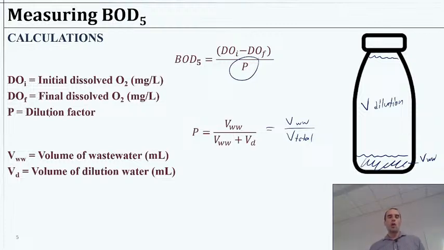Okay, so these are all just described here nicely. DOI for initial dissolved oxygen. So DO is dissolved oxygen. DOF, that's our final dissolved oxygen. And we're going to do oxygen in milligrams per liter, pretty much always. It's pretty convenient. The saturation at room temperature for water is typically around 8 to 10 milligrams per liter. If you go a little colder, it goes up a little bit. So if you have a really cold stream, it's fresh water, maybe you get up to 15, 16 milligrams per liter. You don't really get up much more than that.